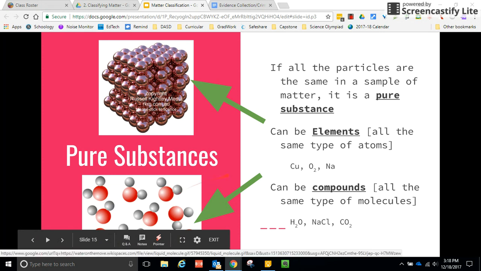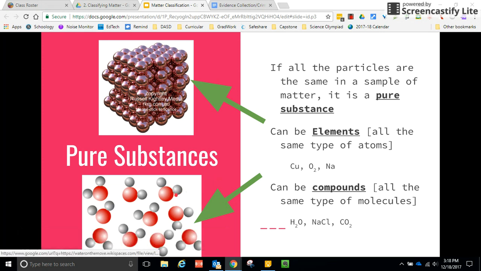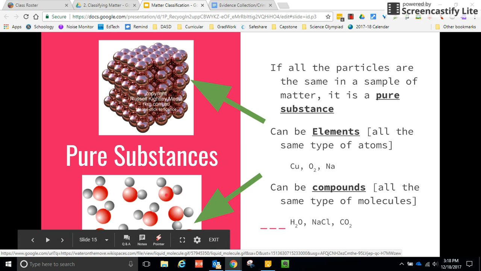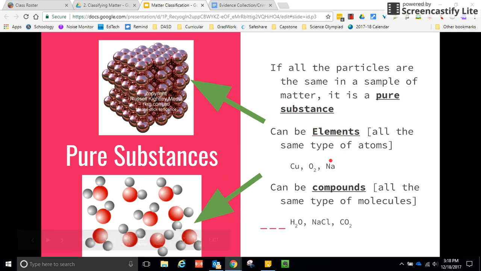But what if we have different types of particles? Let's say we have something like this, where there are all different types of particles present. That's what we call a mixture. So a mixture is where we have either elements or compounds all mixed together and they're not chemically combined. So that's the big key here. A mixture is not chemically combined.